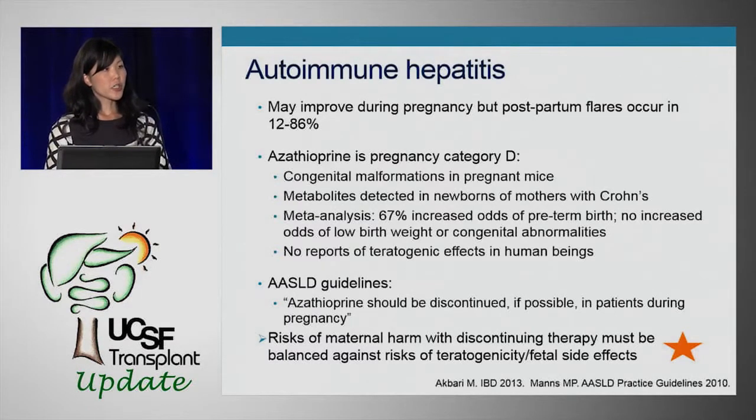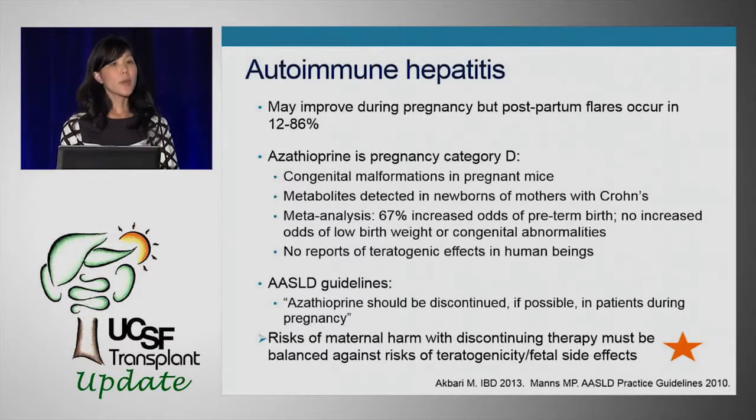Another common situation in which we're asked to manage liver disease in the setting of pregnancy is a woman with autoimmune hepatitis. Similar to chronic hepatitis B, autoimmune hepatitis may improve during pregnancy, but postpartum flares are common, with rates reported up to 86% of the time. The mainstay therapy for autoimmune hepatitis is azathioprine, which is technically classified as pregnancy category D because congenital malformations have been reported in mice studies, and metabolites have been detected in newborns of mothers with Crohn's disease.